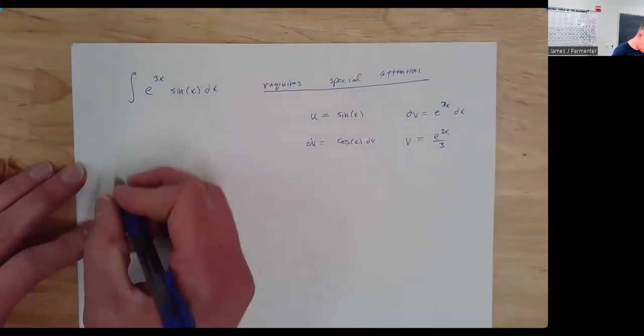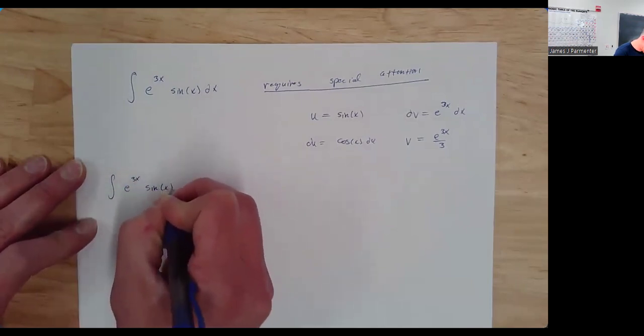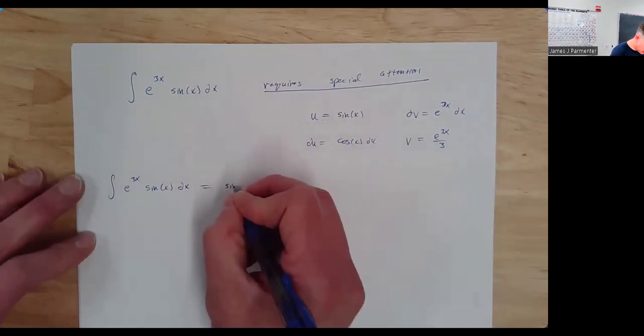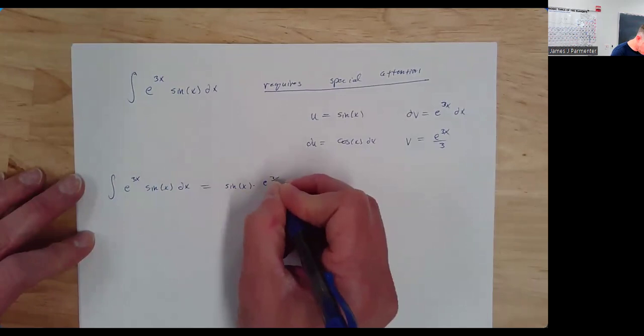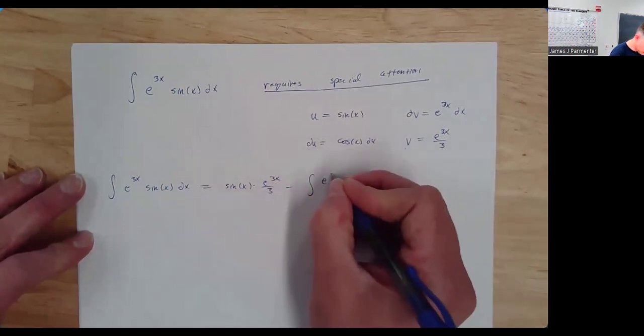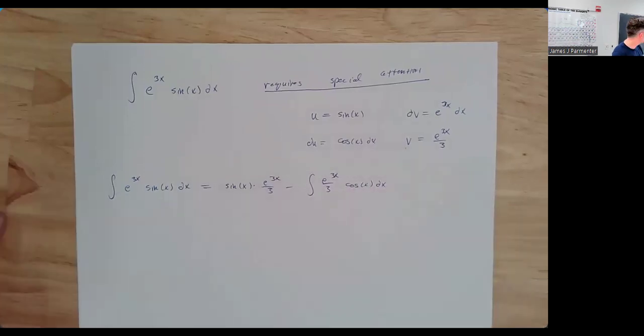So then we're going to write this out. My integral of e to the 3x times sine of x dx is equal to u times v, just sine of x times e to the 3x over 3, minus the integral of v du, which is e to the 3x over 3 times cosine of x dx. Oh, it's fine. So now we're going to do integration by parts again.